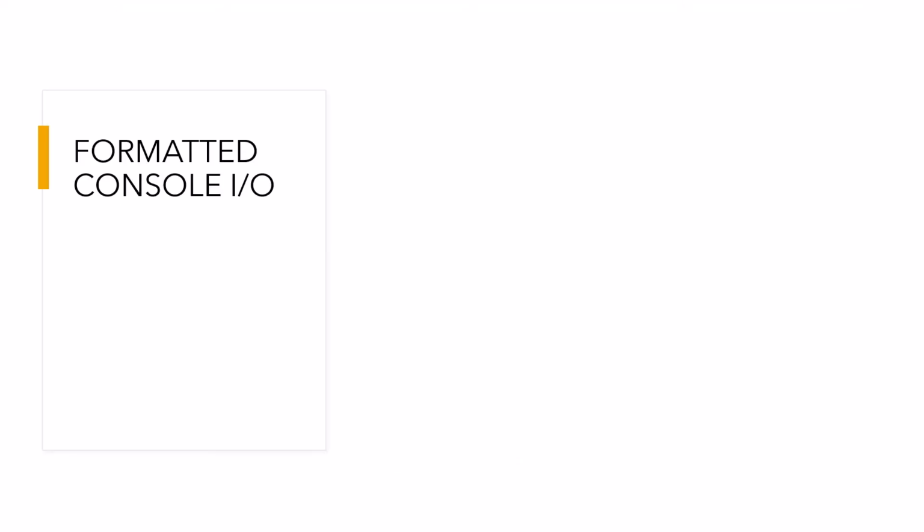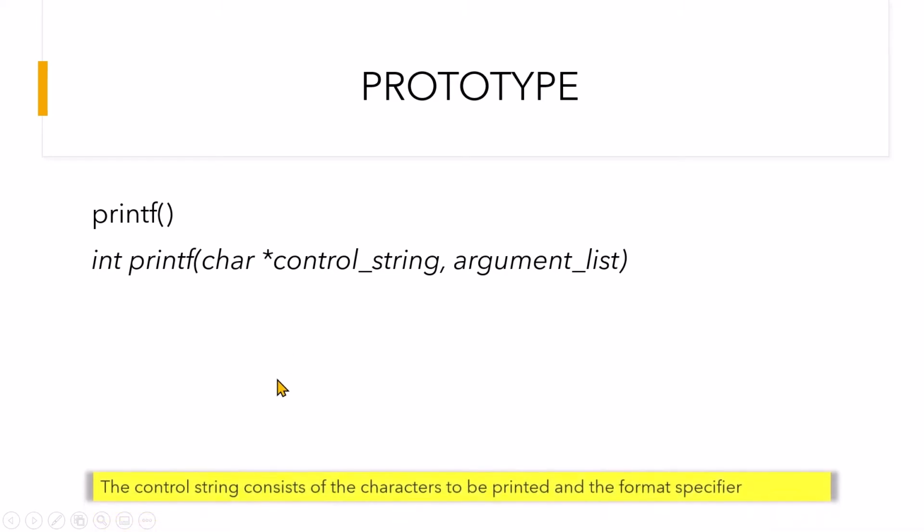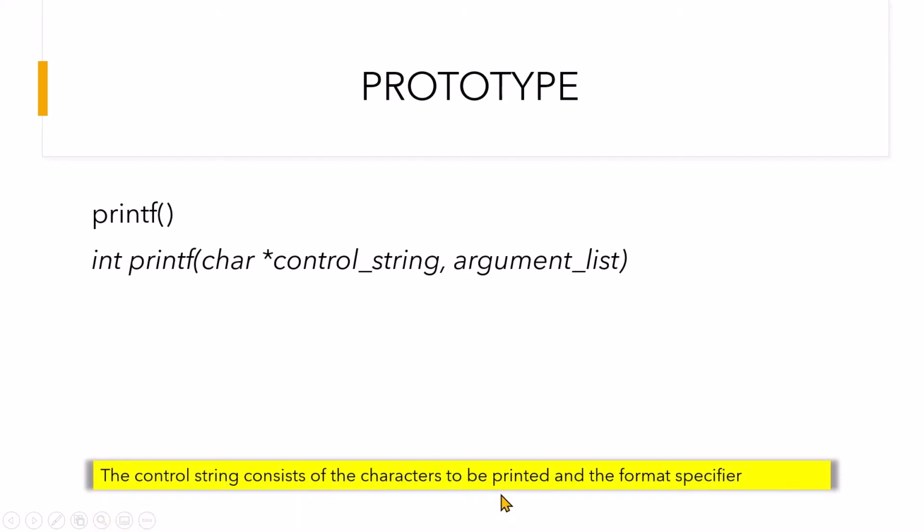Formatted console IO. We've looked at scanf, printf. They operate on characters, strings, and numbers we know. What are the prototypes? So printf again returns an integer and takes as argument a control string, which as you can see is a character pointer. And of course, it has the argument list. The control string consists of characters to be printed and the format specifier.